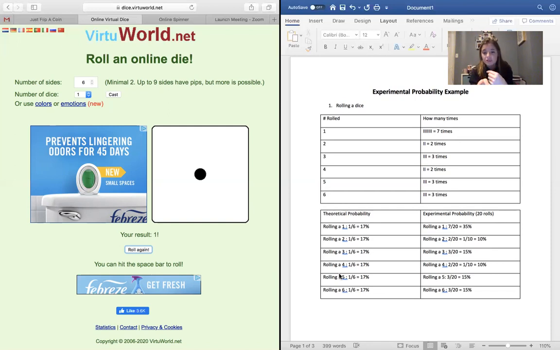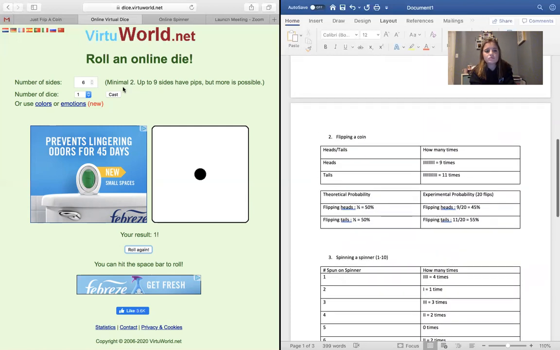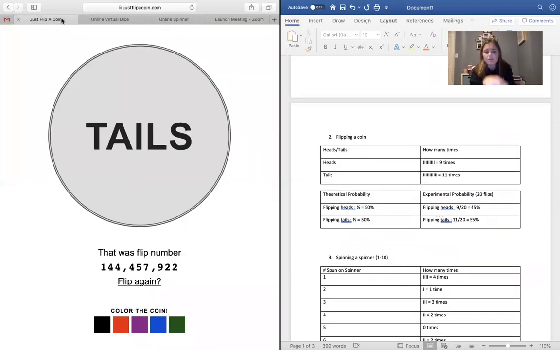So you're going to do this. You're going to do your theoretical probability, which is going to be the same as mine. And then the experimental probability is going to be a little bit different. It's based off of what you get when you roll the dice, okay? You're going to do the same thing for flipping a coin. You're going to go to the coin. Again, I just wrote down what I got. You're going to do it 20 times.